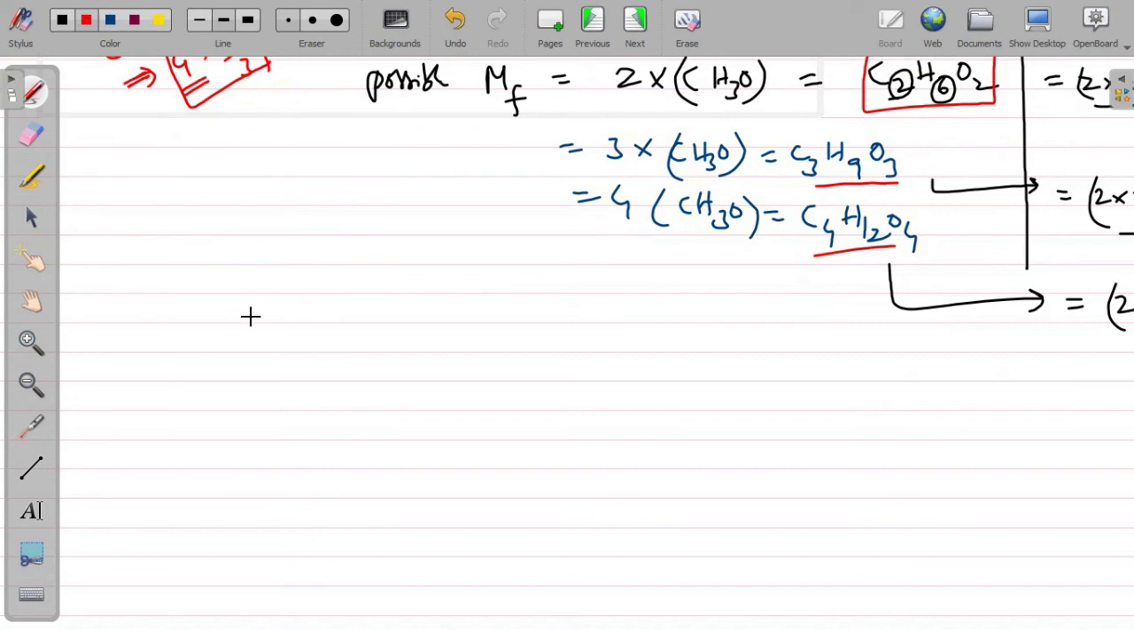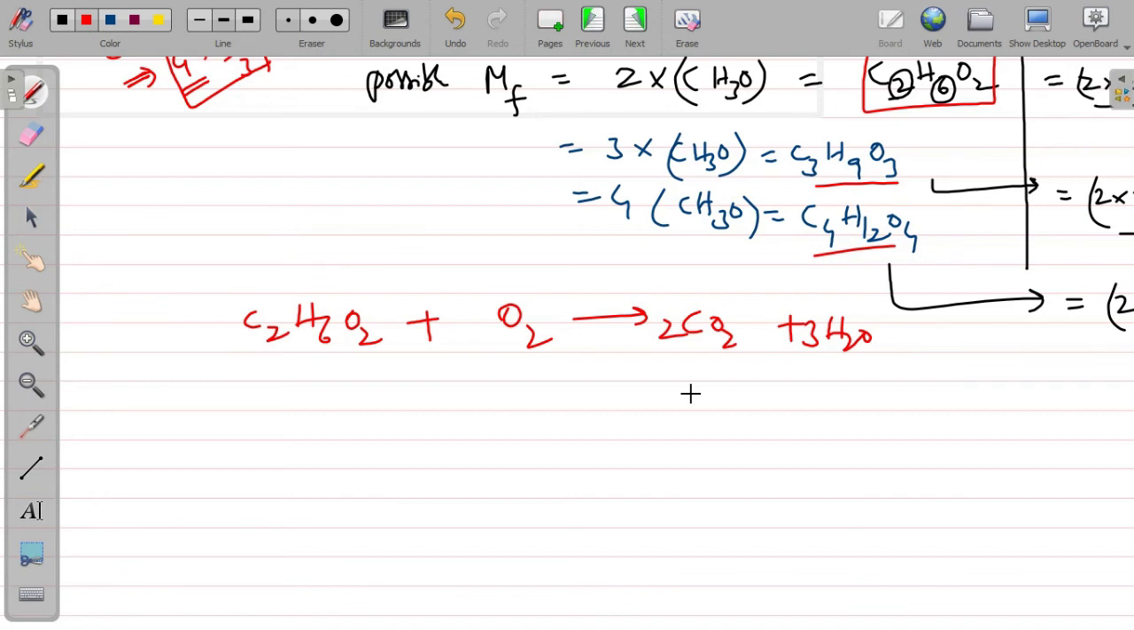So now let's take the molecule. This is the saturated molecule we found. This is the molecular formula, and reacting with O2, it forms CO2 and H2O. Now balance the carbons and then hydrogens and then oxygens. Now this is the combustion process of this compound.